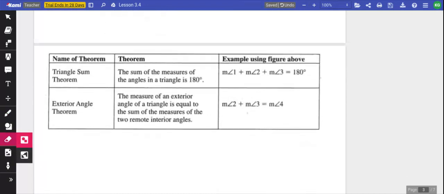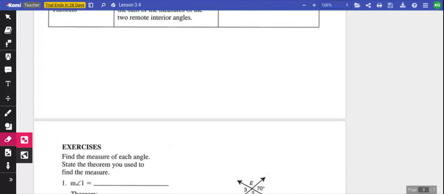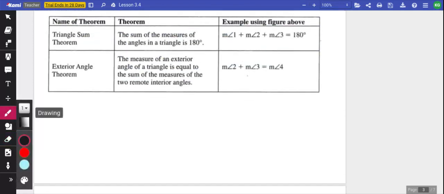So that leads into our theorem. We have two theorems here. The first theorem is the triangle sum theorem that says if you have a triangle, you can add up the three angles and it will equal 180. The exterior angle theorem says that if you add up the two remote interior angles, that will add up to the exterior angle. Now we're going to show that by a proof here.